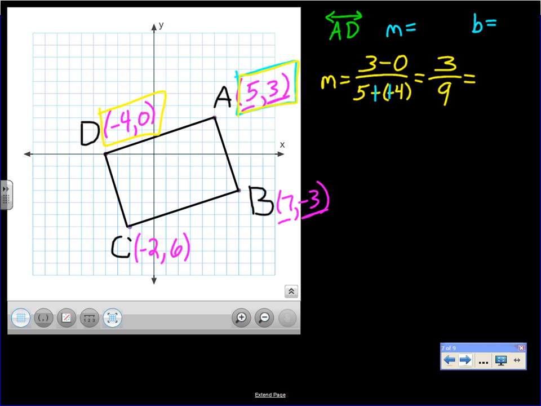Since we have a fraction here, we should always try and reduce it. We know that since we have 3 over 9, we can reduce each one of them. We know that 3 goes into both of them. So on the top, 3 goes into 3 once, and on the bottom, 3 goes into 9 3 times. So right now, we have a slope of 1/3.